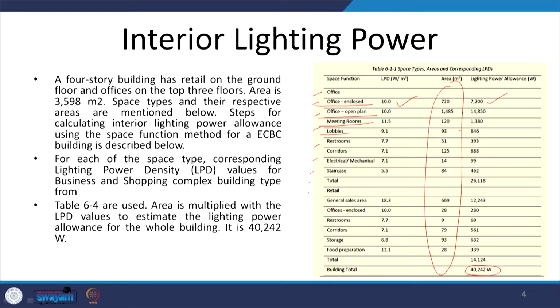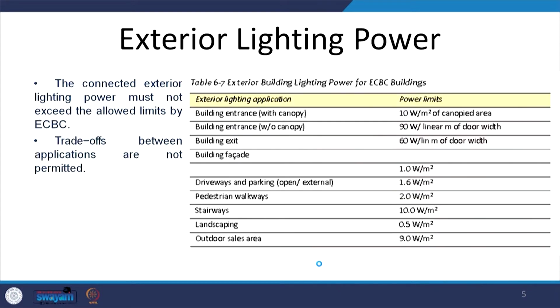However, if we know the total lighting power allowance for the building, we can also go to the building area method. Instead of meeting the LPDs individually while maintaining the given illuminance levels as per NBC, the total LPD of the building, as per the function and type of the building, can be met. So instead of meeting the individual spaces, we can achieve the LPD as prescribed for the total building. Within interior lighting power, there are these two approaches: the space function method and the building area method.